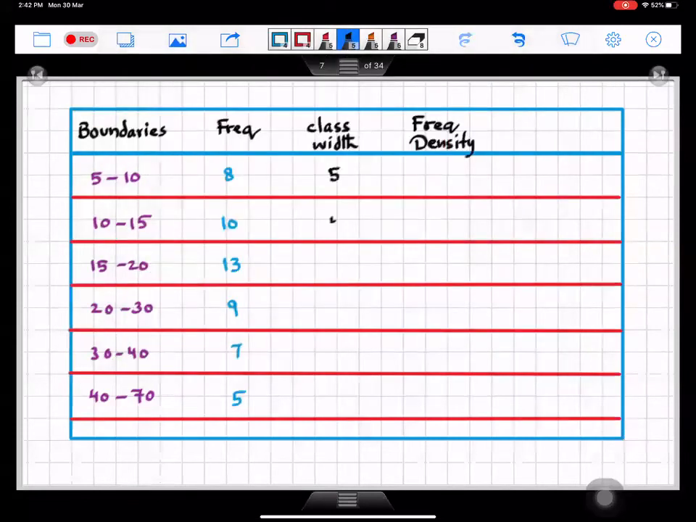The class width is 5. The class width is 5. The class width is now 10. The class width is 10, and the class width is 30. And the order in which I have written makes pretty much sense. Frequency divided by class width should equal frequency density. So this is like A divided by B should equal C, something like this.